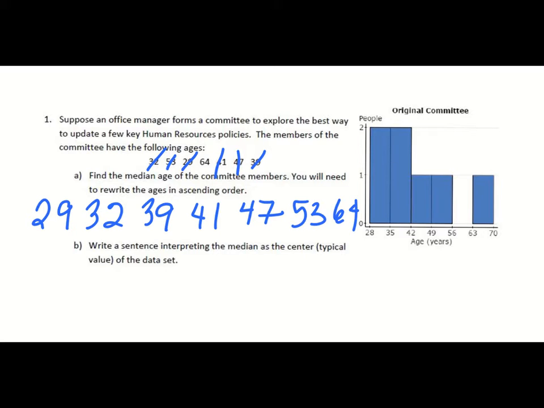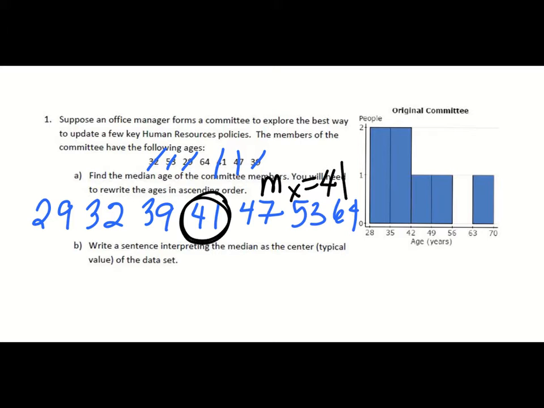Since there are 1, 2, 3, 4, 5, 6, 7 numbers, it's an odd number. Then there's going to be 1, 2, 3 here and 1, 2, 3 here. This is my middle number, this is my median number. So my median number is 41.